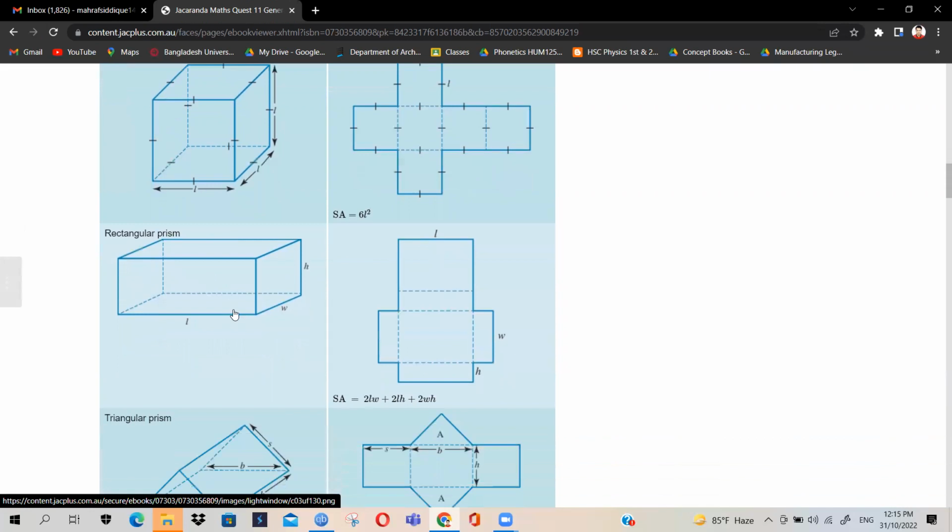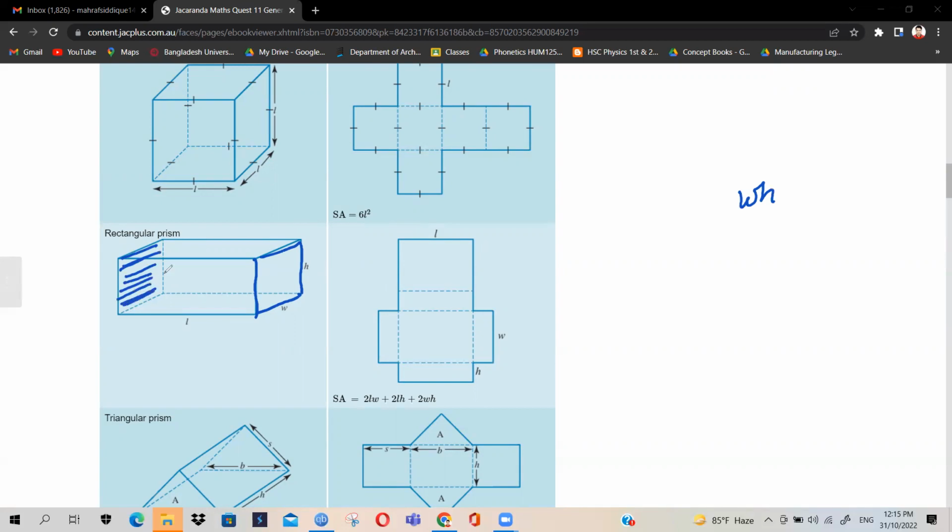For a rectangular prism, let me explain it to you. Rather, seeing the net diagram will make it easy for you to understand. See, what is the area for this surface? Height by width, which is WH, right? Now isn't this side exactly identical to that side? Yes. So that will be 2 WHs.